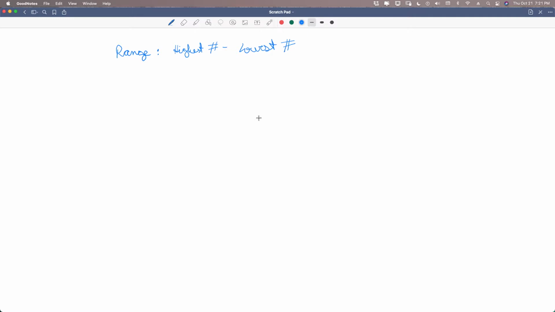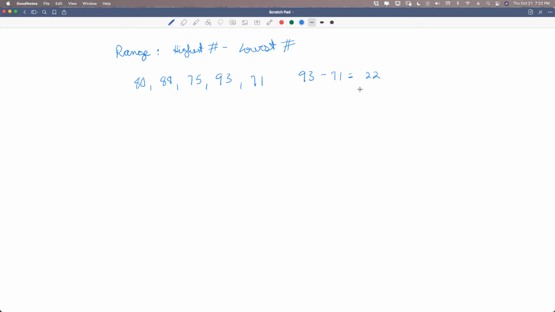Say, for instance, we had 5 test scores, and they were 80, 88, 75, 93, and 71. In order to find the span, we would take the highest number, which is 93, and we would subtract the lowest number, which is 71, and we would end up with a range of 22.